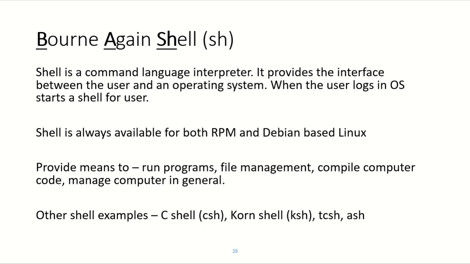Right? Shell is available for both RPM and Debian-based Linux. Remember that. So those two are not the only variants, right? There are Slackware, Gentoo, Arch Linux. They use their own package management, but nonetheless there's a shell environment for all types of Linux, right?